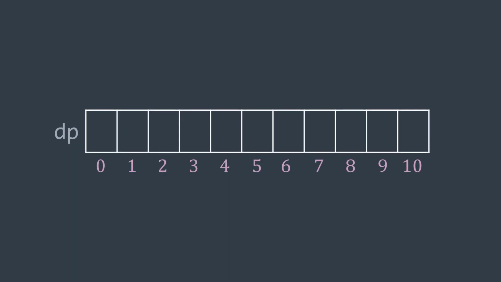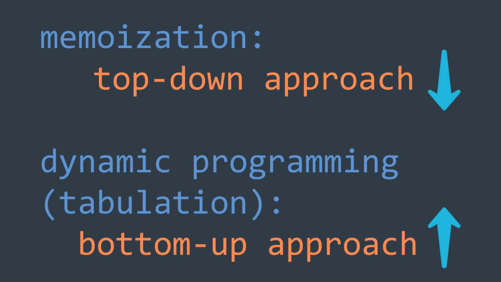But in dynamic programming, by using tabulation, we start from the base case, which is n equal to 0, and we keep generating the next values until we reach the initial value of n, which is 10. This is what we call a bottom-up approach. We start from the bottom and we go up. In brief, memoization follows a top-down approach and tabulation follows a bottom-up approach.